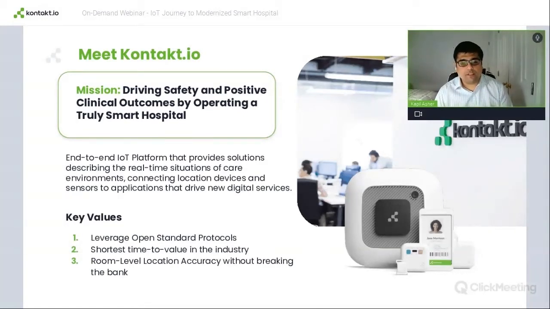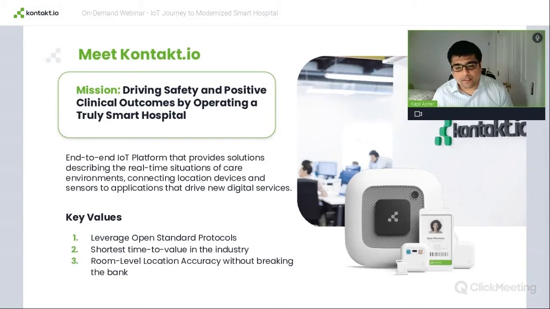But we are on a mission to drive safety and positive clinical outcomes by operating a truly smart hospital driven by modern technology built on AI and machine learning. Our key values, which I'll go much deeper into, are that we leverage open standard protocols that are highly scalable, not only into use cases provided by us, but also to use cases provided by third parties. We have the shortest time to value, which means we can deploy a 100-bed hospital from concept to go live in less than 3 to 4 weeks.